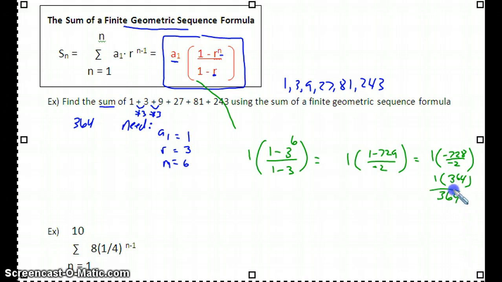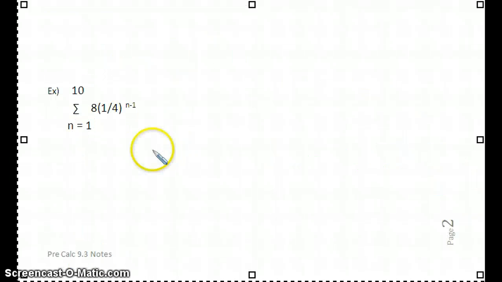And I'd get 364. So again, I already knew that that was my answer because, like I said, when you have such a small sequence like this, you can actually just add them all up to get the answer. But I wanted to show you how to do this by using the actual formula, because now we're going to be able to use the formula when we are given the sequence like this. So let's take a look at the next example.